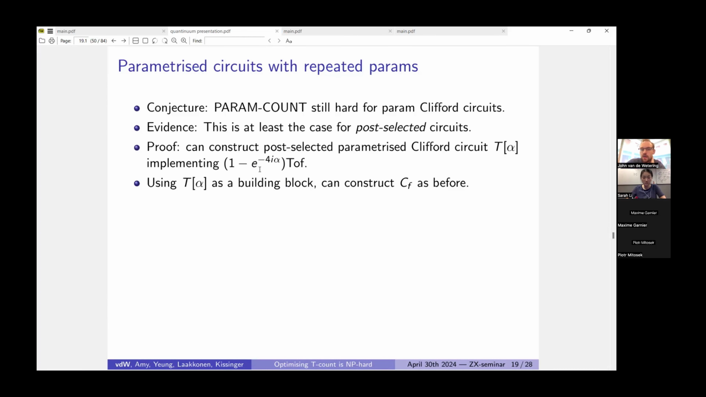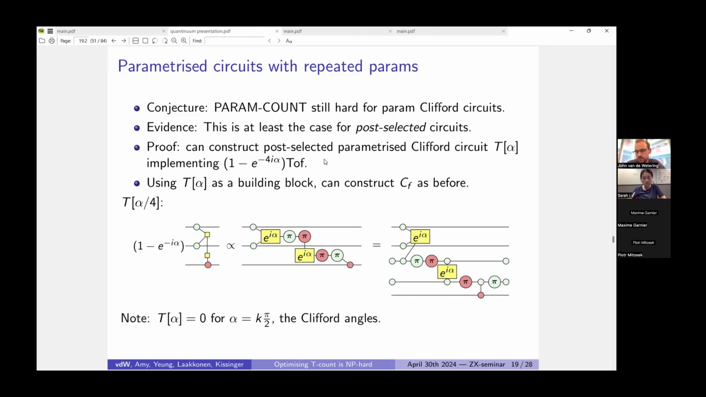And the way we see that is we can construct post-selected parameterized Clifford circuits, which I'll call Toffoli alpha, because this implements the following unitary. So this implements a Toffoli gate, but with this non-normalized scalar factor in front. And this is going to be our first ZX diagram, or in fact, our first ZH diagram. So this is what this thing looks like. This Toffoli construction with an alpha over 4 implements a Toffoli gate with this scalar factor.